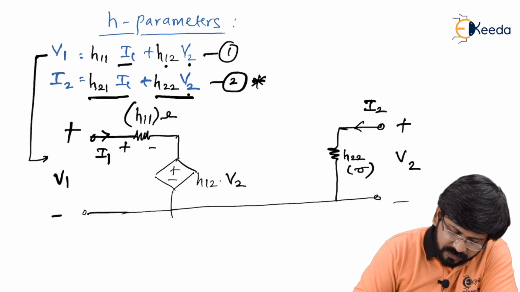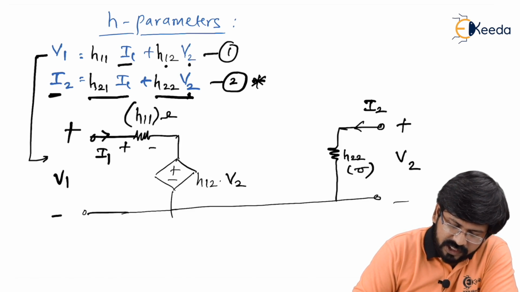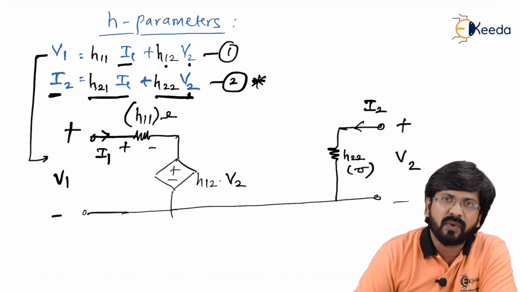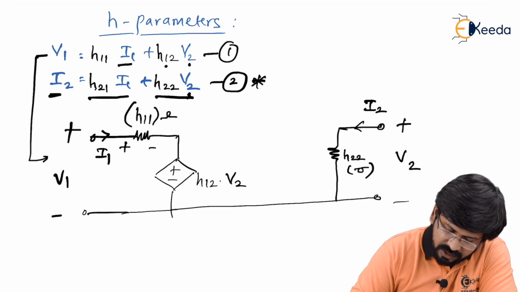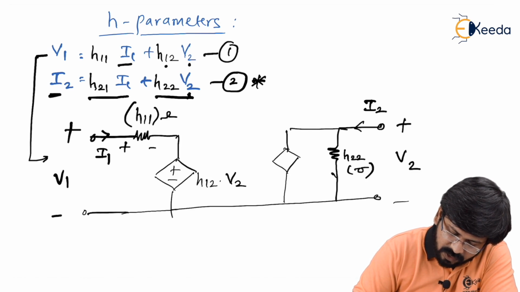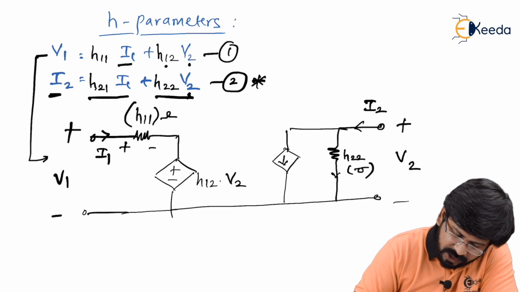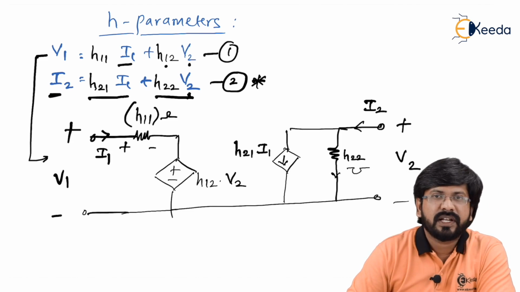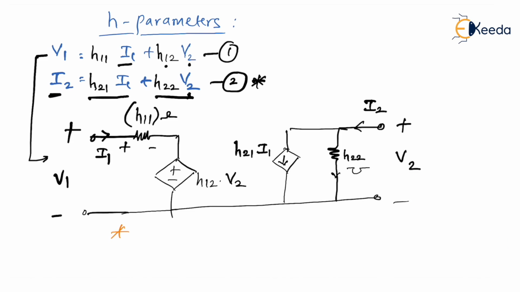I2 by V2 is nothing but your H22. So of course I upon V gives you what? It gives you mho, that is admittance part. And the second part you can show as a current source here, compulsory in downward direction, having magnitude as H21 times I1. So this is how we deal with H parameter, and this is nothing but the equivalent circuit for H parameter.